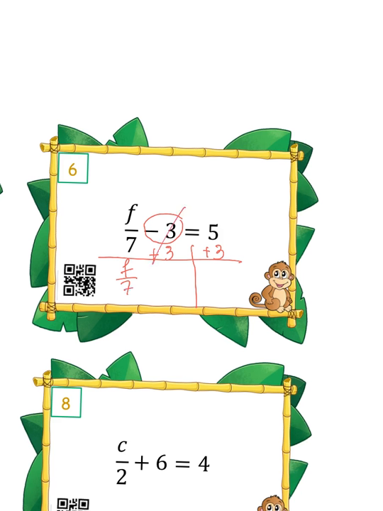Minus 3 add 3 is 0. 5 add 3 is 8. So F is divided by 7. So I'm going to multiply by 7, and I do it on both sides, because 7 over 7 is 1. 1F. 8 times 7, 56.